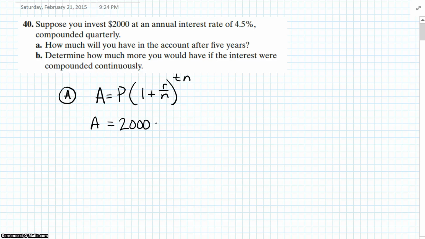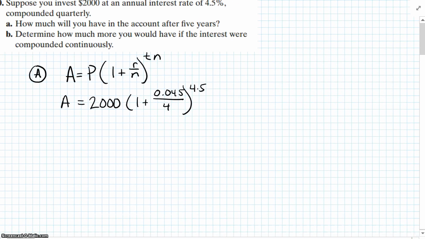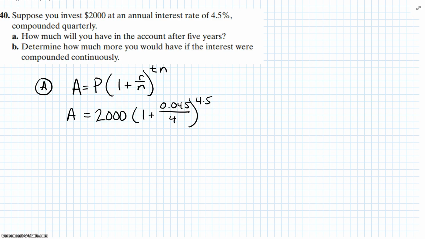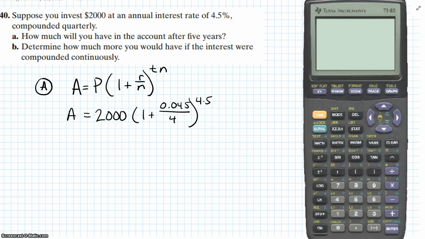So it's going to be $2,000 times 1 plus 0.045 over 4, to the 4 times 5. Okay, 2,000 was my principal, 4.5% is my interest rate, 4 was it's compounded quarterly, so 4 times a year. So let's do the work. So I have 2,000 times 1 plus 0.045 divided by 4, close parentheses, raised to, in parentheses, 4 times 5, bam. So 2501.50.